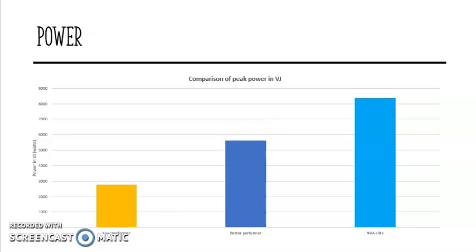This suggests that my performer's power production was a lot lower than the NBA athlete's and also the better performer's. You can see that there's also quite a large difference between the better performer and my performer, meaning that the better performer is working at a higher level than my performer, and this also means that my performer may need to work on power production as well.